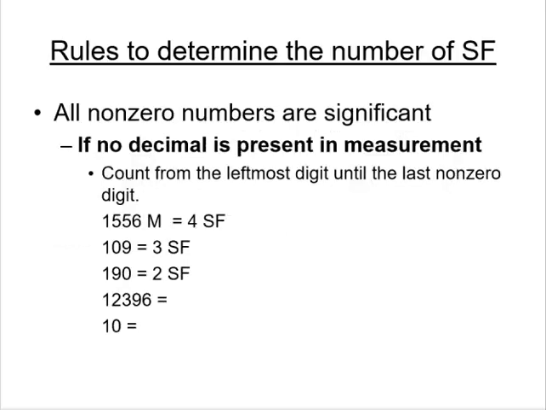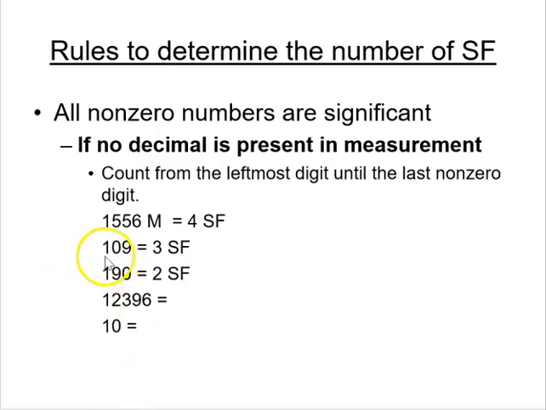So now let's look at some rules to determine the number of significant figures. All non-zero numbers are significant. If no decimal is present in the measurement, count from the leftmost digit until the last non-zero digit. So let's look at some examples. 1,556. All those digits, the 1, the 5, the second 5, and the 6, are all non-zero numbers, so all 4 digits are significant figures. So 1,556 has 4 significant figures.